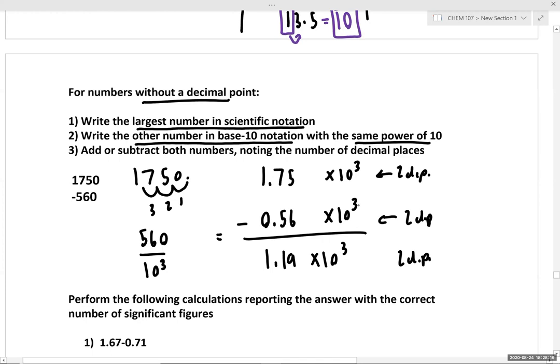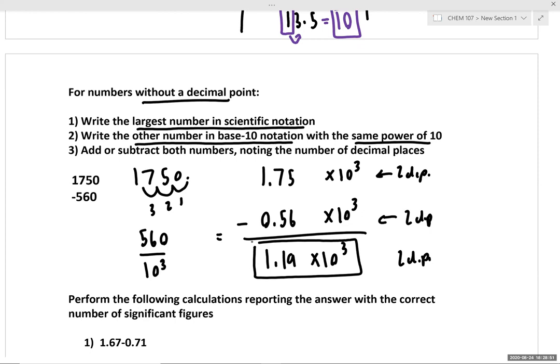I like this base 10 method because it also gives you your final answer in scientific notation, and it makes it very easy for you to count the number of decimal places. Does that make sense? You're welcome to use either method. I'm just showing you multiple methods of tackling these types of addition and subtraction operations.